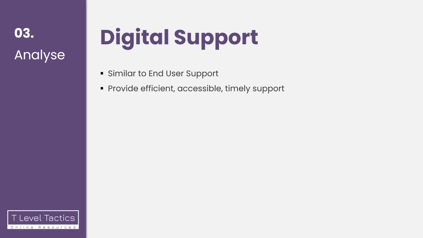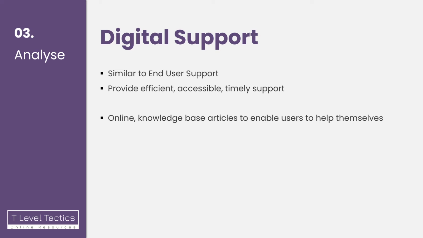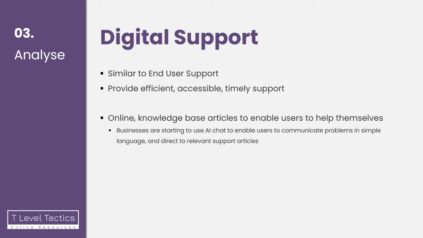Again, you could use online knowledge base articles to enable users to help themselves. We're starting to see businesses using AI chat to enable users to communicate problems in simple language and get fast responses. AI can also direct users to relevant support articles. However, this doesn't always solve the problem, and sometimes customers aren't comfortable using those services. So you need to ensure you have support staff available to escalate any issues to.